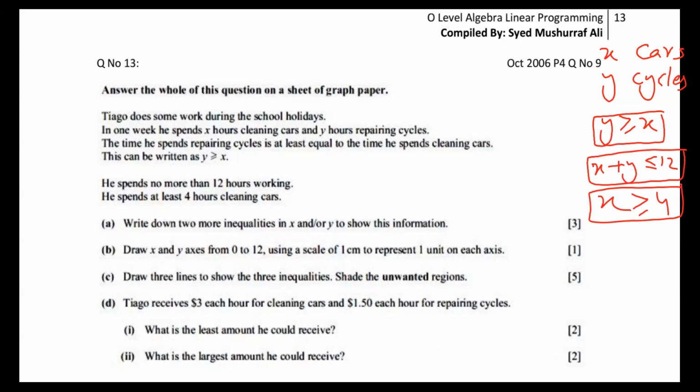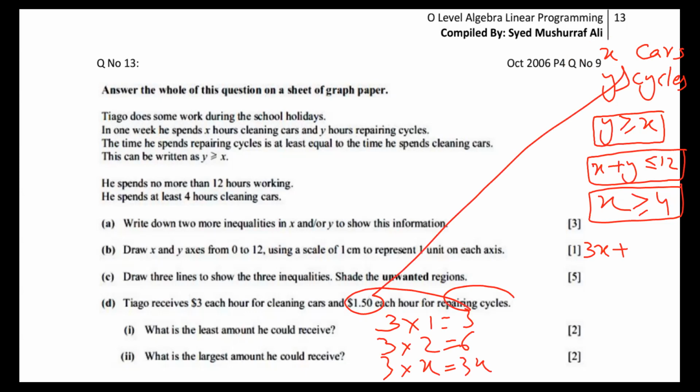Let me write the inequality because I will not turn my page again. Tiago receives $3 each for repairing cars. So one car he received $3, two cars, three into two, you get $6. And for x cars, three times x gives you 3x, this is the money received on cars. And plus, for repairing cycles 1.5 into y, so I get 1.5y. This is the money he received from repairing cycles.